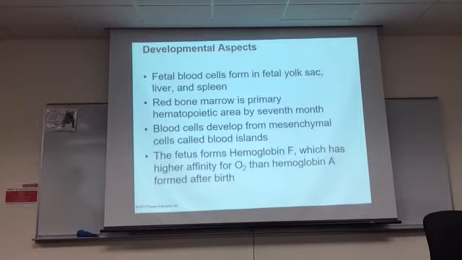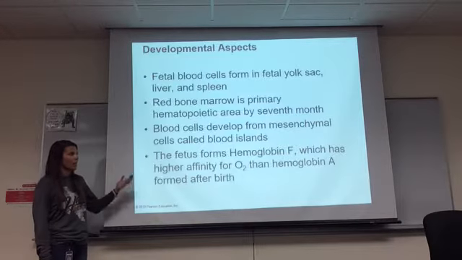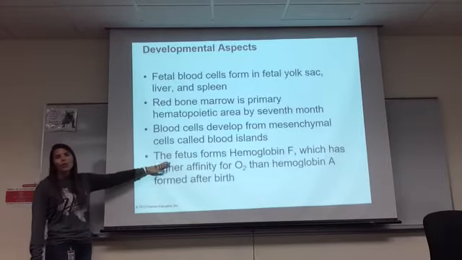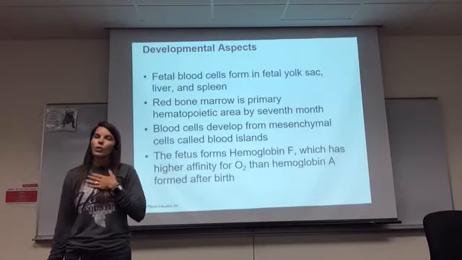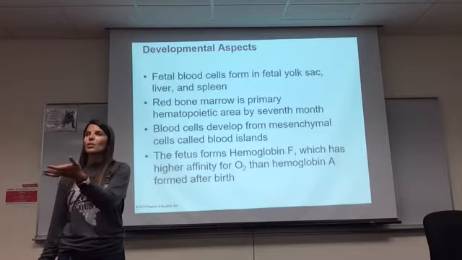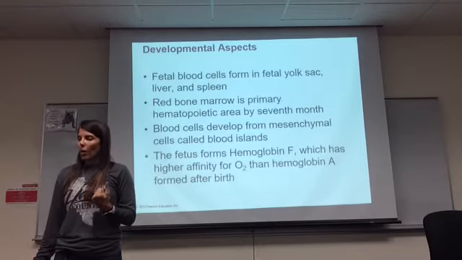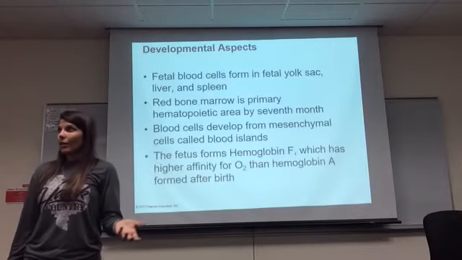Developmental aspects, you're developing blood, or you're making blood early on. When you're initially conceived, it's a yolk sac. Once it starts to develop, once that yolk is gone, you're making your own, and we'll talk about that in chapters 27, 28. The fetus forms hemoglobin, but it's fetal hemoglobin, which is much stronger than adult hemoglobin, or normal hemoglobin. Fetal hemoglobin will steal oxygen from the mother. So that's why a lot of mamas are tired.